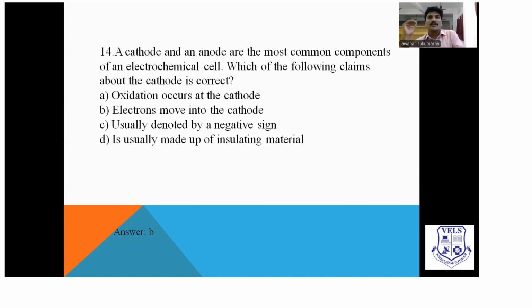Metal electrodes are commonly used as cathodes. Okay. It is the electrode at which reduction occurs in the galvanic cell. The cathode is the positive electrode, while in an electrolytic cell, it is the negative electrode. The cathode attracts electrons. So electrons move into the cathode, the correct answer.